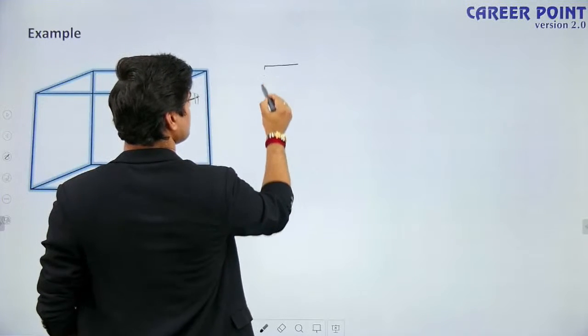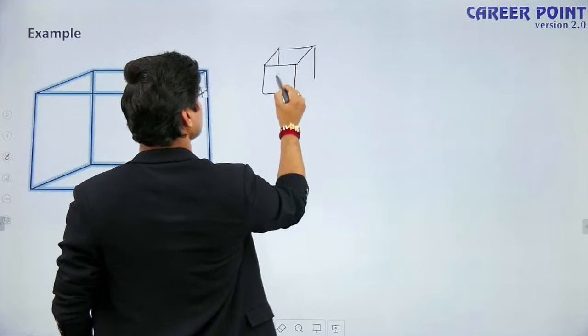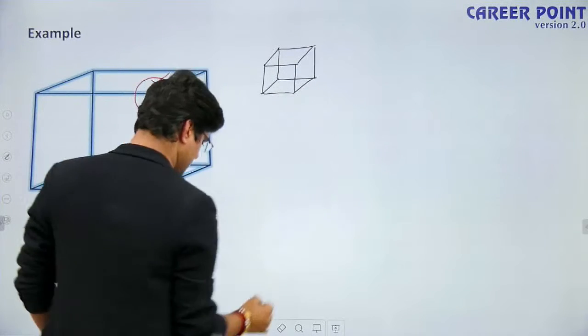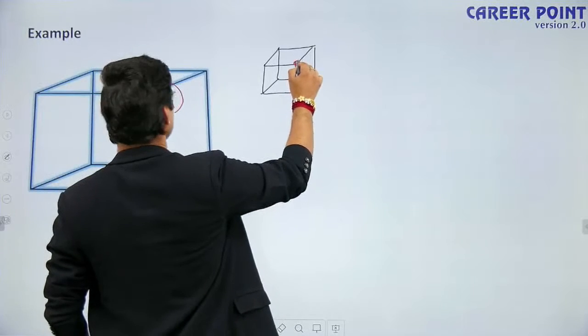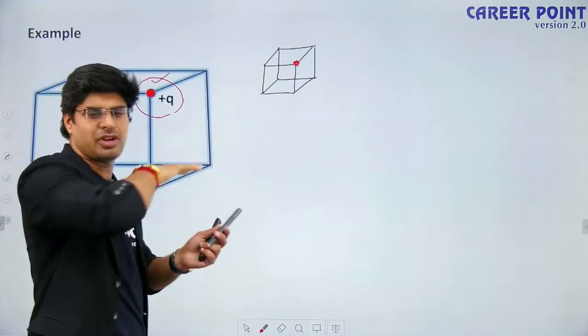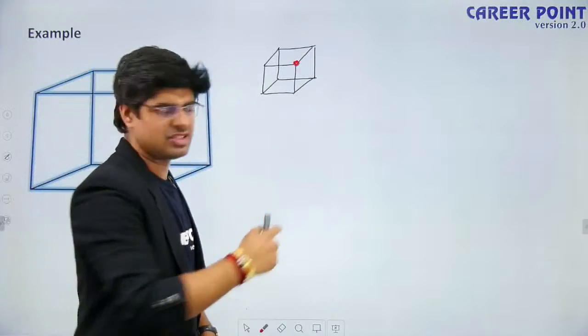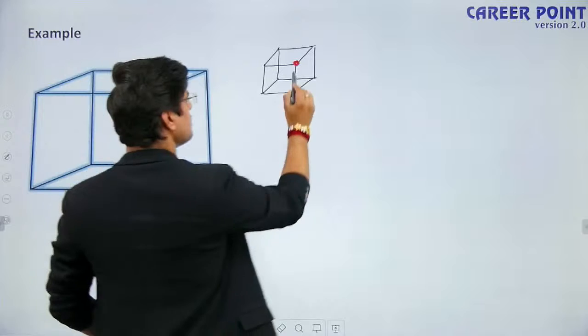Suppose we are having this cube. On this cube we are having plus q charge here. I wish to hide this plus q charge symmetrically from all sides. So in that case what we can do?